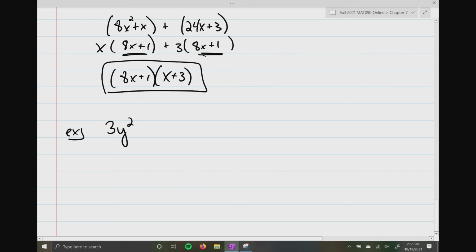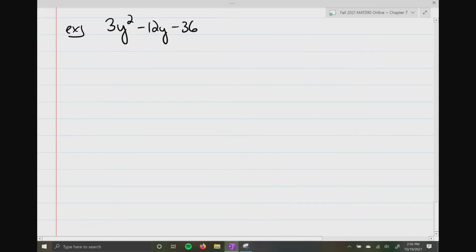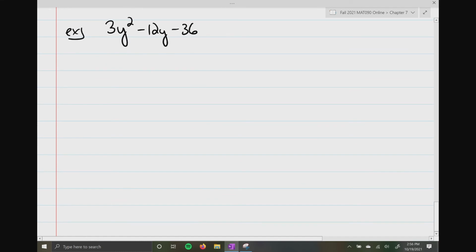3y to the second minus 12y minus 36. Okay, so step 1, GCF. Well, in this case, there is. If you look, the GCF is just going to be a 3. So when you factor out a 3, what you're left with is 3 times the quantity y squared minus 4y minus 12.